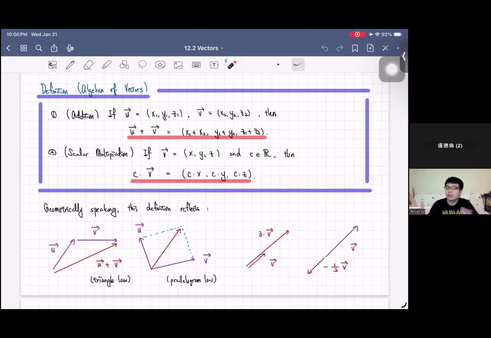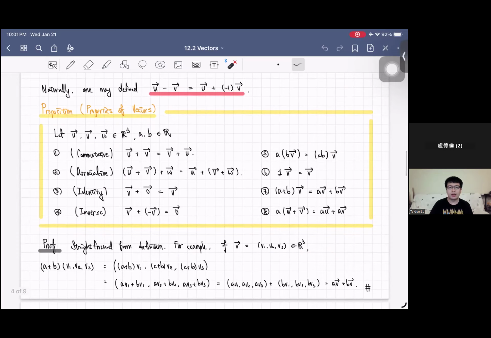And geometrically, what does scalar multiplication mean? For example, if you have a positive scalar, then you're either elongating your vector, for example in this case from v to 3v, or you're shrinking your vector, so maybe v gives you half v. And if you have a negative sign on the scalar, then you're reflecting that vector. So if it's v, then this might be minus half v. The length is shortened down to half, and the direction is opposite. So those are the algebraic operations on vectors and their geometrical meaning.